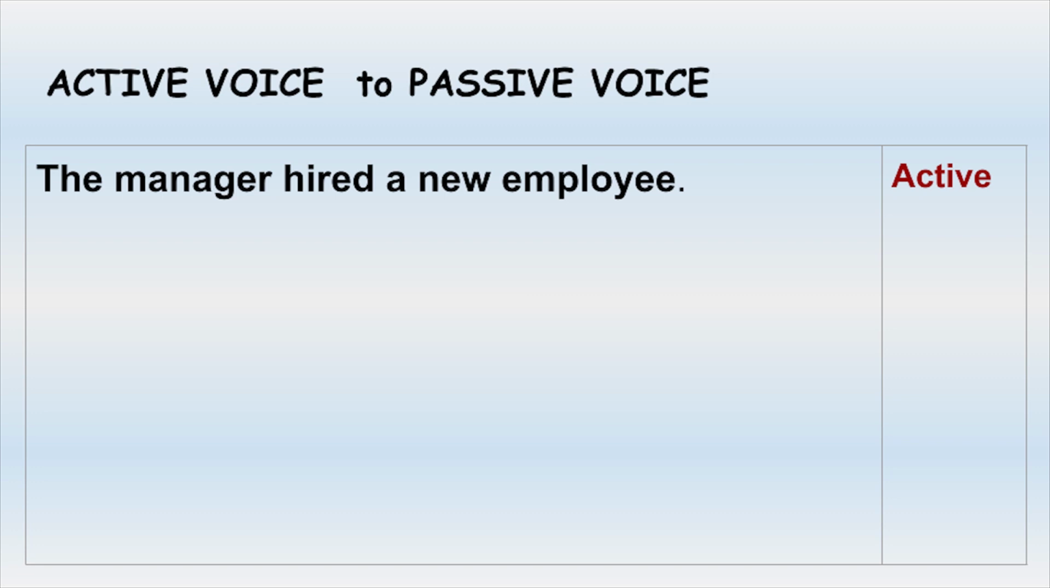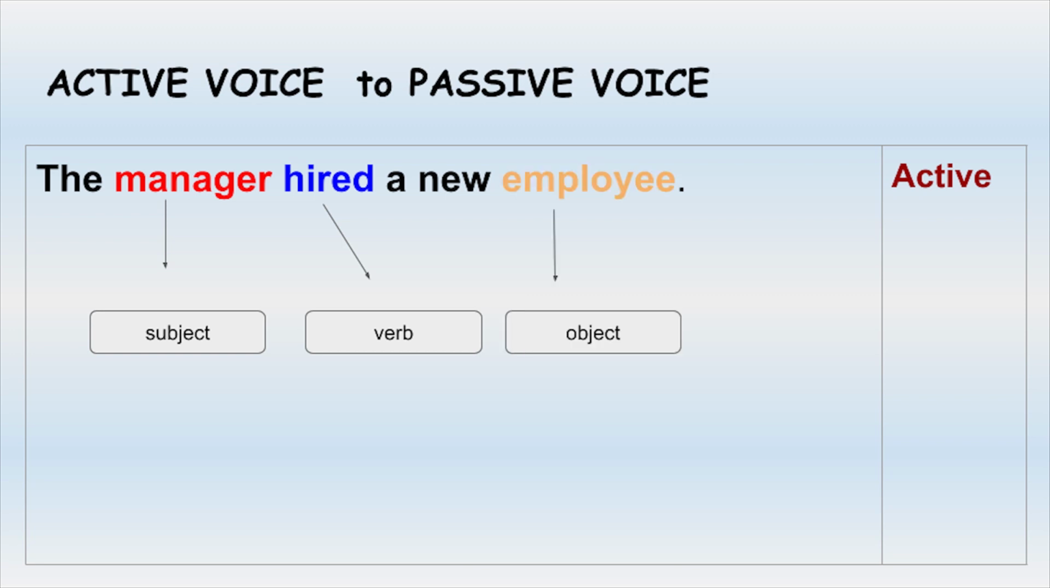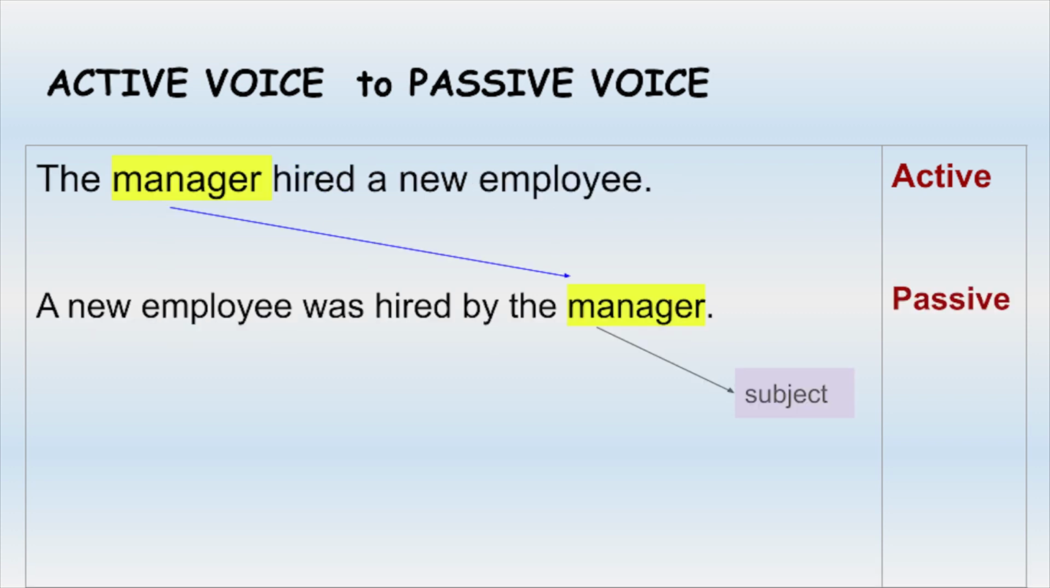Here is another example. The manager hired a new employee. This sentence is written in the active voice. Manager is the subject, hired is the action performed by the subject manager, and employee is the object. Written in the passive voice, the subject manager is the one receiving the action, so it's now in the position of the object. The emphasis is now on the object employee, which is now in the position of the subject.